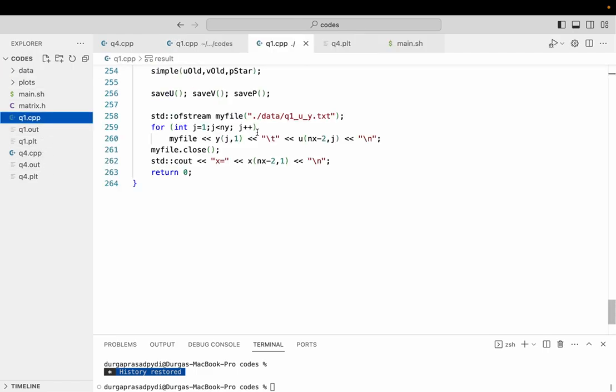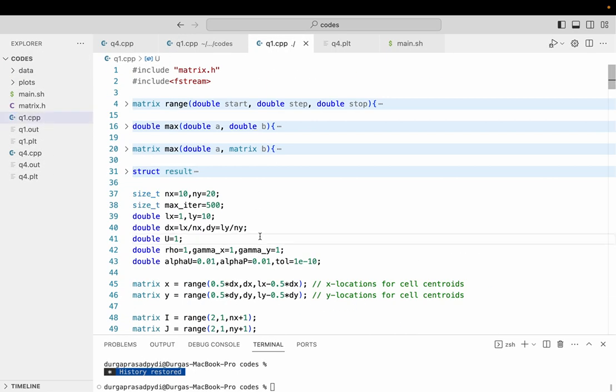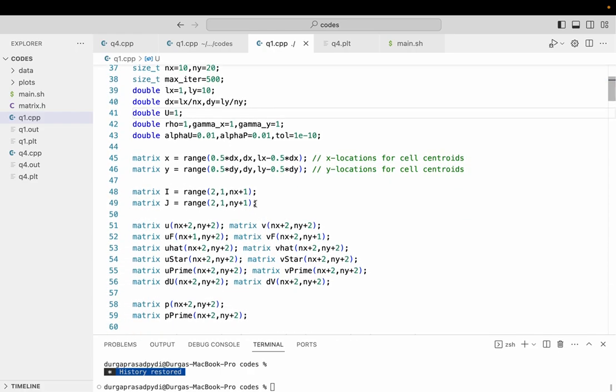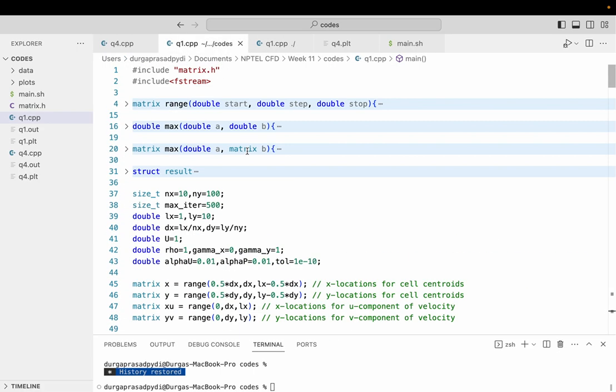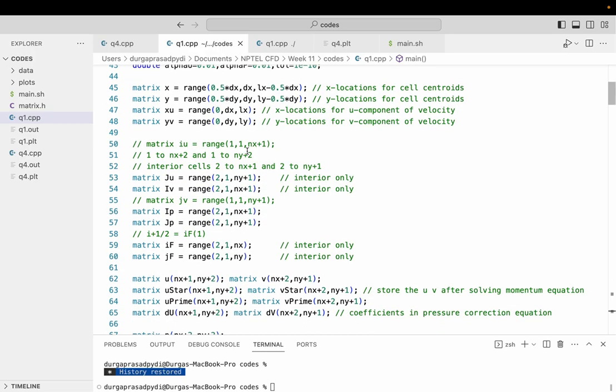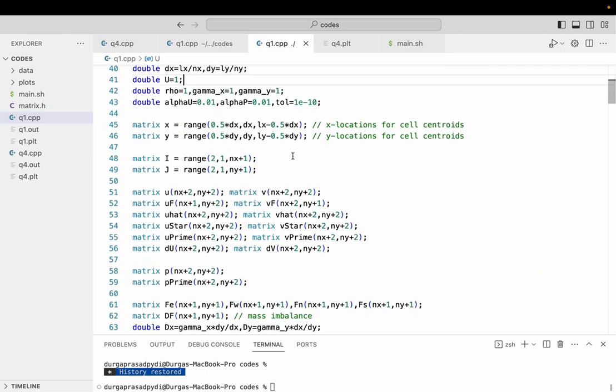So everything will be very similar. The only things that will be different between the previous one and the current one are that you won't have to store these along the faces. So horizontal u and v will be stored at the cell centroids. So all of the code remains the same. So these are for my interior cells.